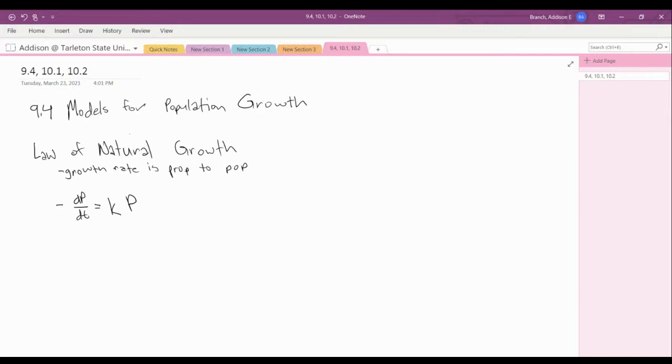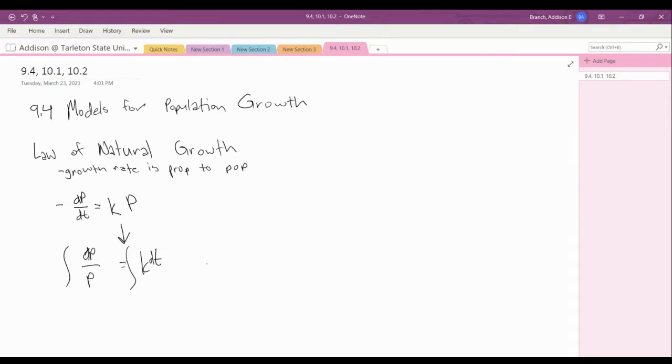This can actually be treated as a separable differential equation, so let's solve for that. What we need to first do is get our P's on one side and our t's on one side. We can divide both sides by P to get dP over P, and then move the dt to the other side to get k dt. Then we can integrate both sides.